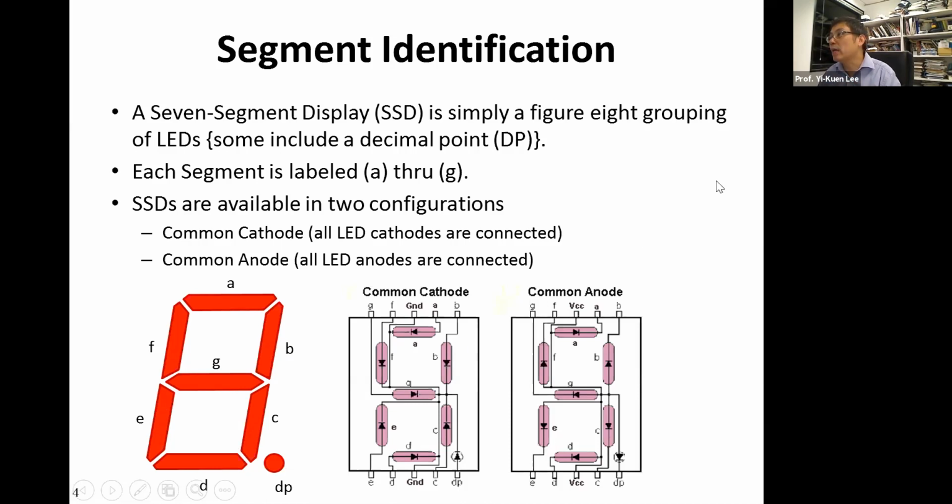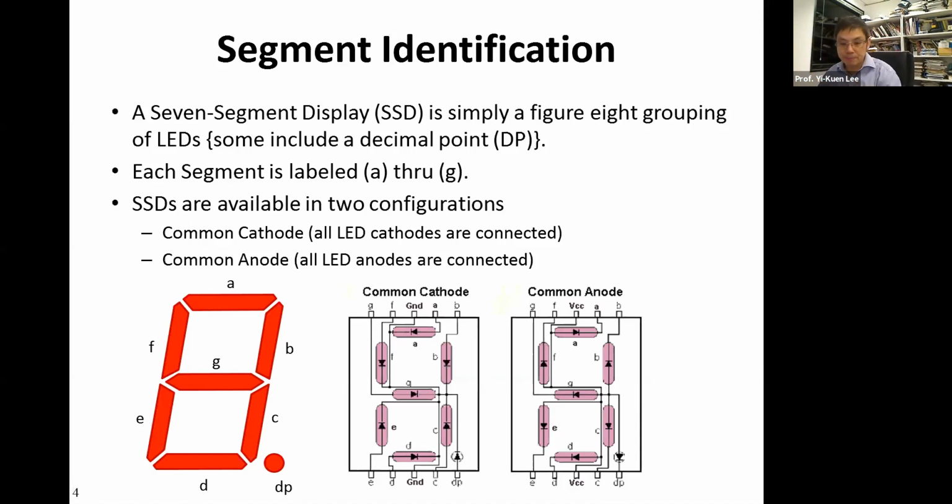In general, we have two types of this LED display. We call one common cathode, which means all LED cathodes are connected, and the second one is common anode, where all LED anodes are connected. So how about your Arduino kit? What kind of product do you have? Do you have any idea?